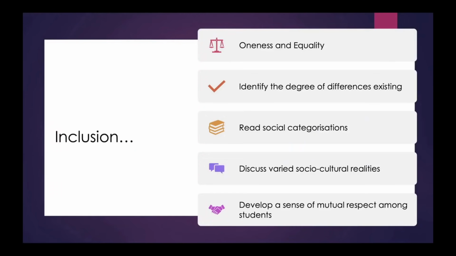The first thing a teacher can do to promote inclusion, that is, to accomplish oneness and equality for all the students in a class, is to identify the degree of differences existing. That is, the teacher has to first recognize each and every difference existing in the class that is responsible for any kind of cultural exclusion.